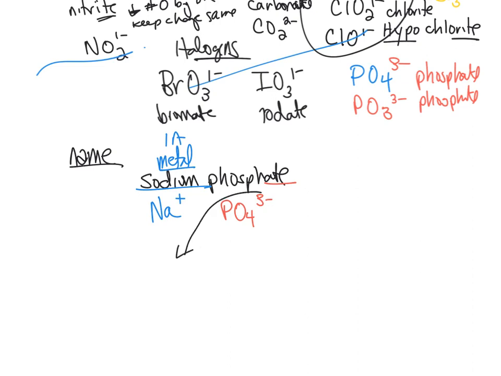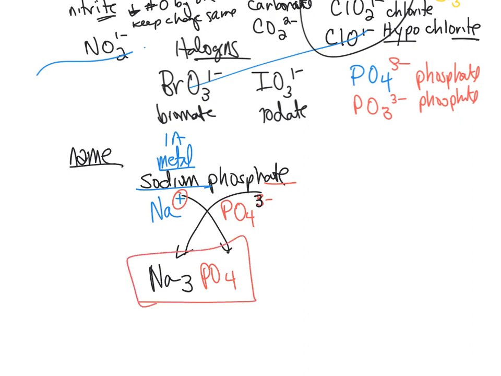And so when you do the crisscross, you have 3 sodiums and you have 1 phosphate. And so that is the chemical formula for sodium phosphate. And you can do the math. It has to sum to 0. So you have 3 sodium times 1 charge, that's a +3 charge, and then phosphate has 1 phosphate times 3 minus is 3 minus, and a 3 plus and 3 minus sum to 0. So this crisscross works.